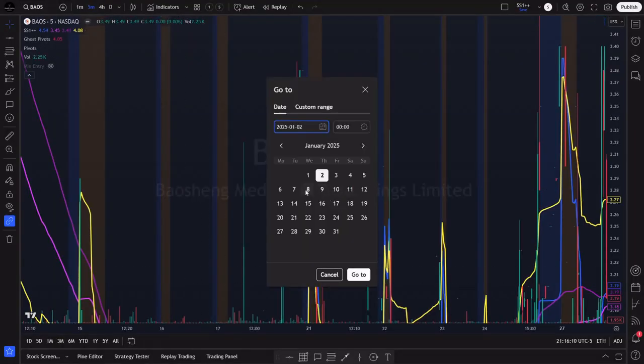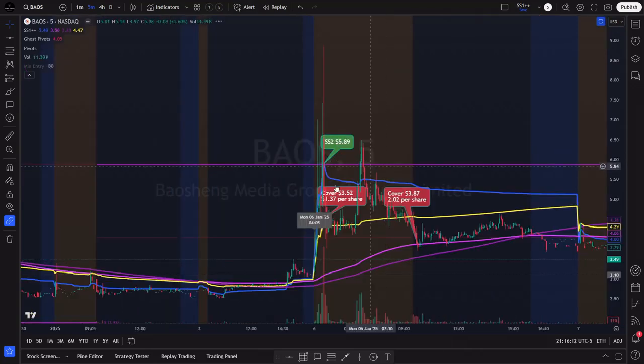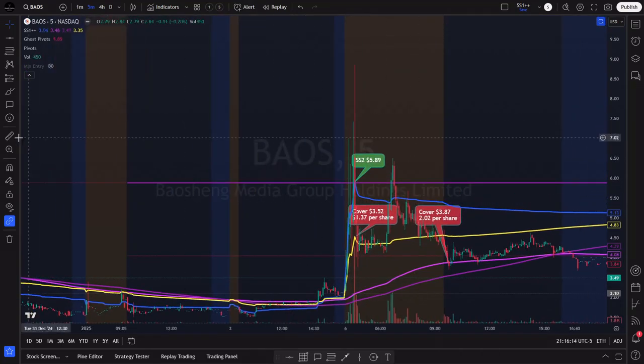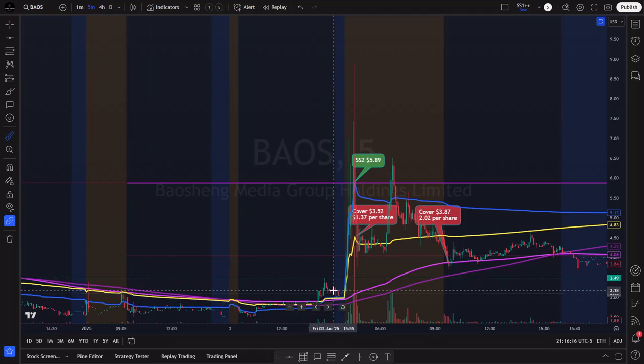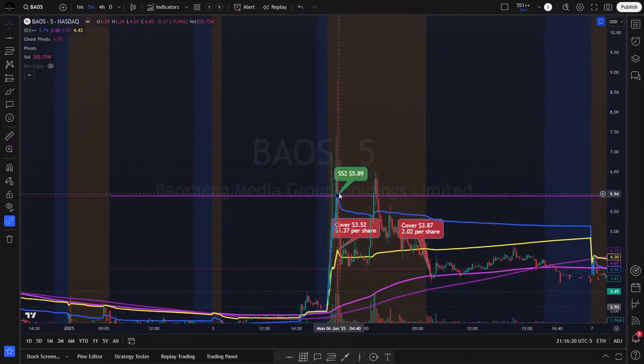We'll go on the 6th. So this one here is the current monthly pivot. This is also considered a missed monthly pivot, right? So this here pumps 85%. You take the position right here.